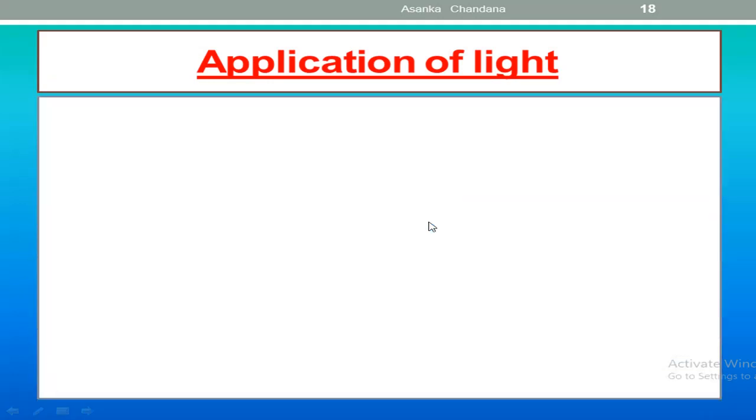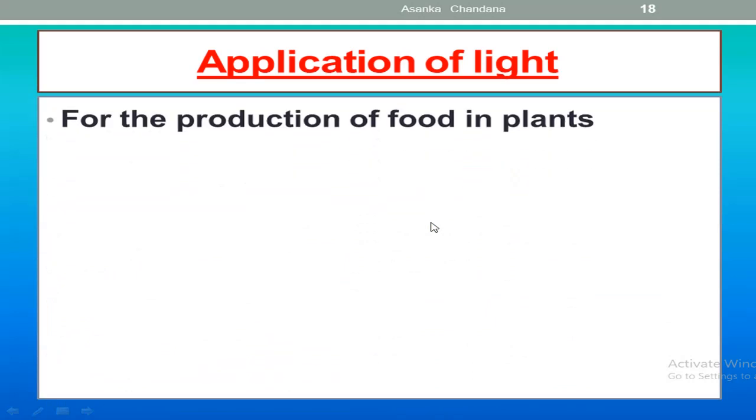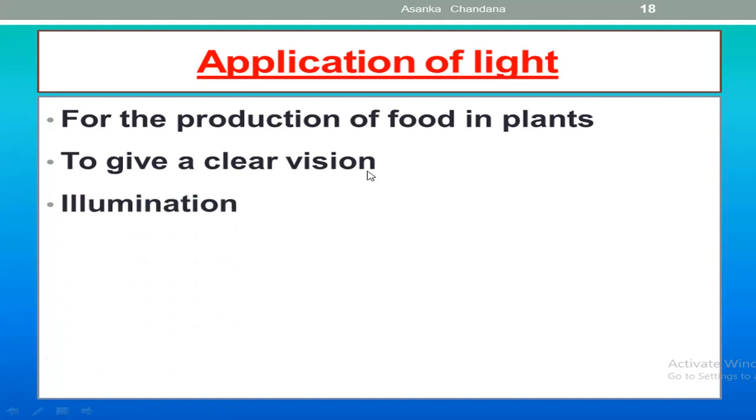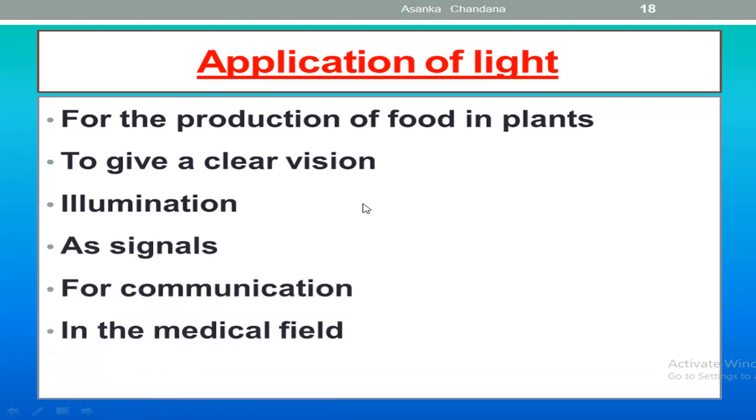Applications of light. Under this topic, the first application of light is for the production of food in plants. It means photosynthesis. Light is most important for photosynthesis. Photosynthesis cannot be done without light. The second is to give a clear vision. To give a clear vision also, light is most important. The next one, illumination, as signals for communication, in the medical field, for entertainment. Those are the applications of light.